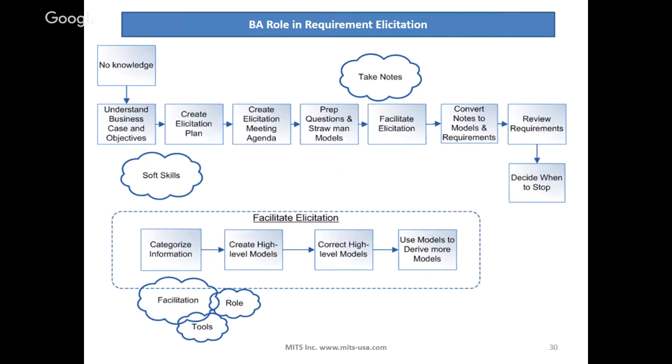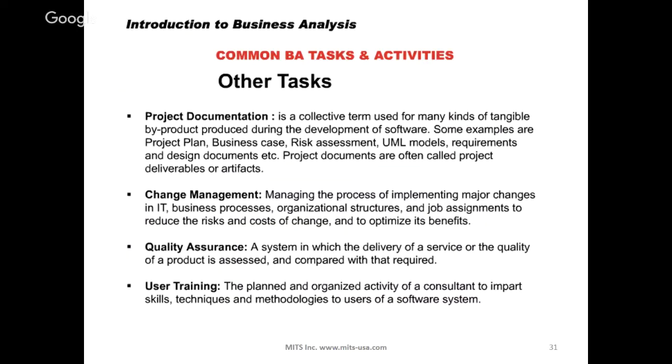So you've been able to go through this in the context of visually scanning that. So we don't need to spend more time on this, except to say, when you facilitate the elicitation, you're collecting comments. You've got to convert the comments, which are essentially notes, into models and requirements. So what was the word that I said was models? Diagrams. Yep, diagrams. So let that stay in your mind. So other tasks here: project documentation, change management, quality assurance, and user training. Why user training?